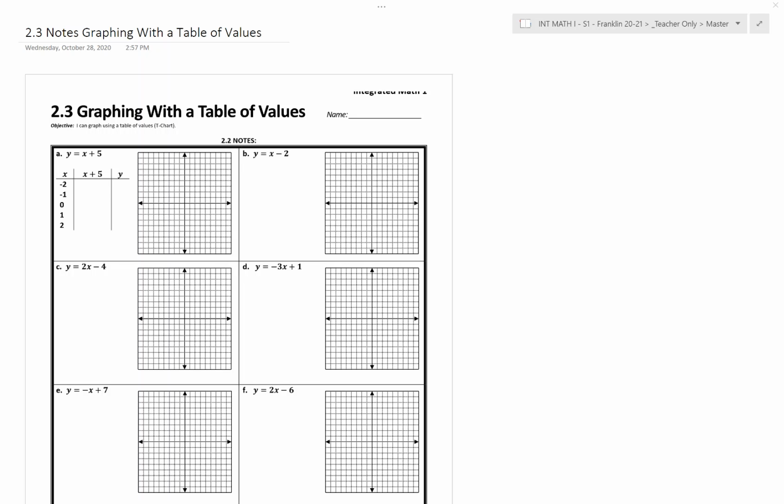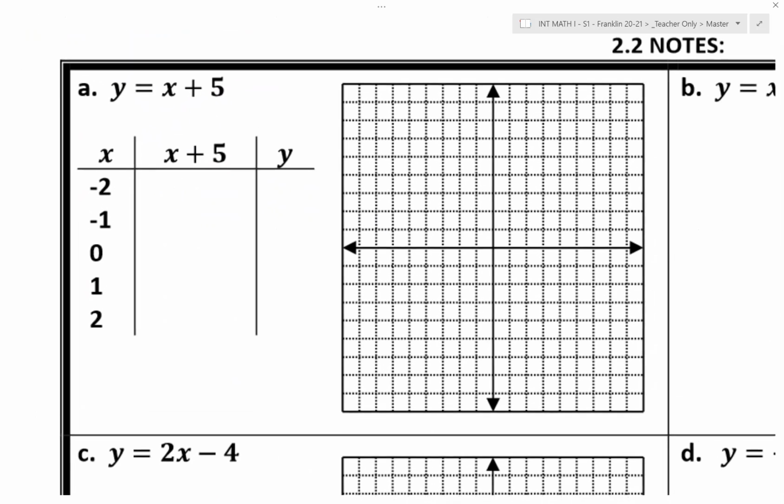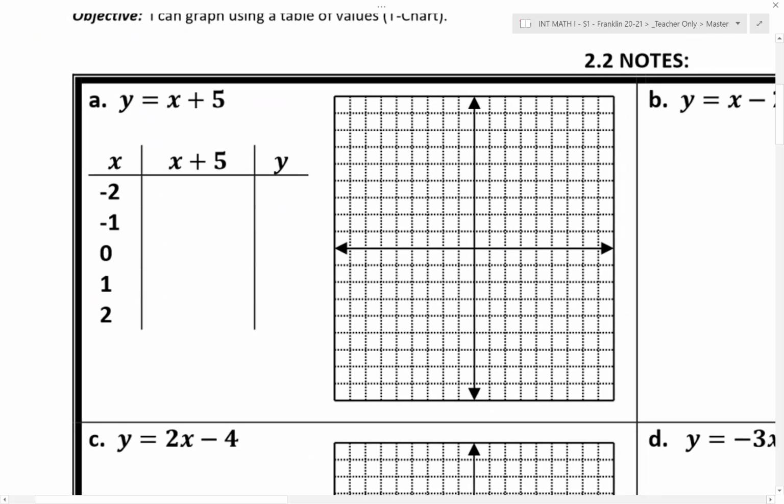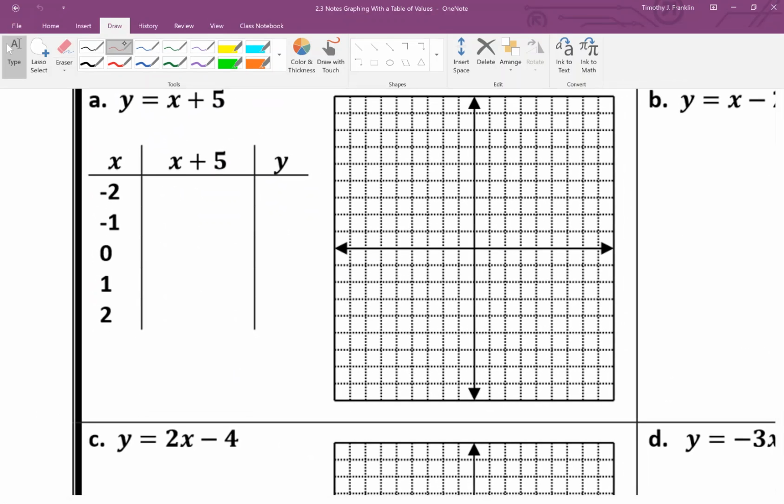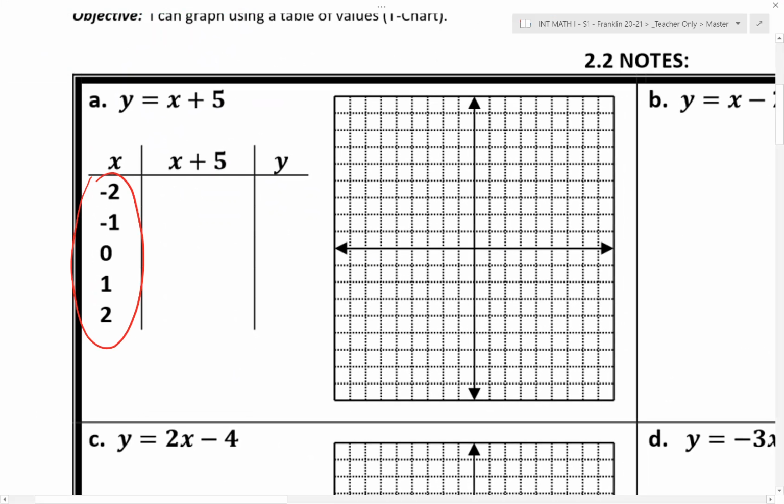So in this video, we're going to be practicing graphing equations using a table of values, what is commonly called a t-chart. And so let's look at the first example here. We have y equals x plus 5. And if you see, this chart is already filled out with the x values -2, -1, 0, 1, and 2.